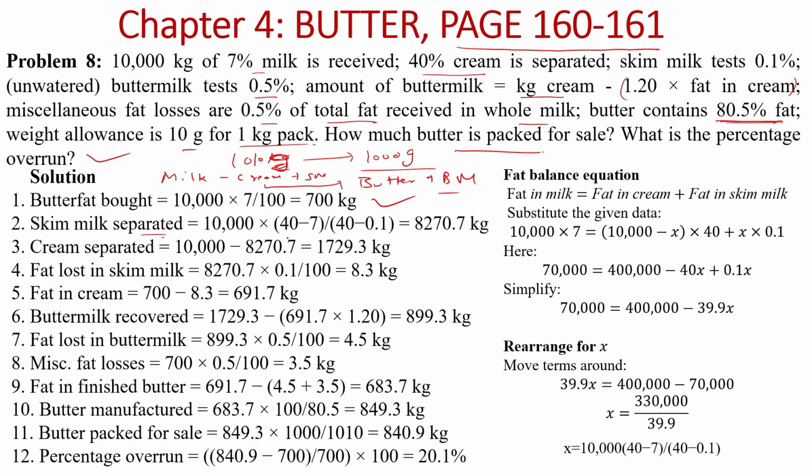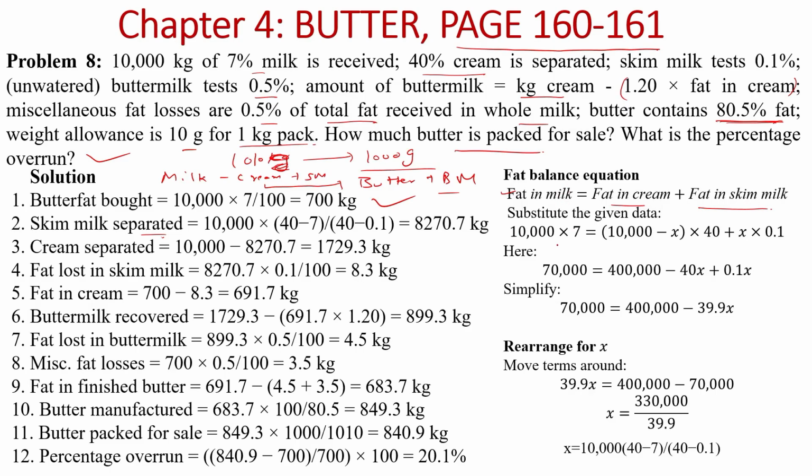We are given 40% fat in the cream, 7% in the milk, and 0.1% in the skim milk. So if we write the fat equation, fat in milk equals fat in cream plus fat in skim milk, because cream and skim milk have originated from milk.